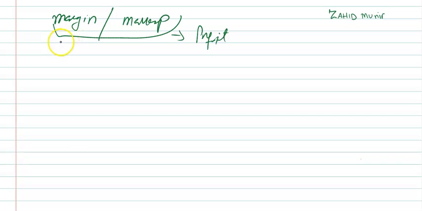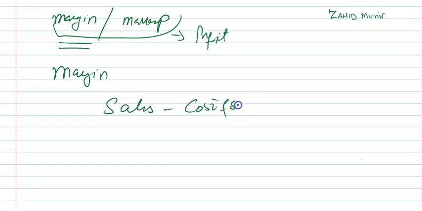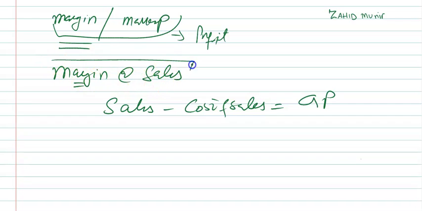So now first of all we will look at margin. The basic example that you keep in your mind is that sales less cost of sales is equal to GP. Okay, like I have said that I have to calculate a margin. They have given you a margin always on sales. Keep in mind, that is a key point.